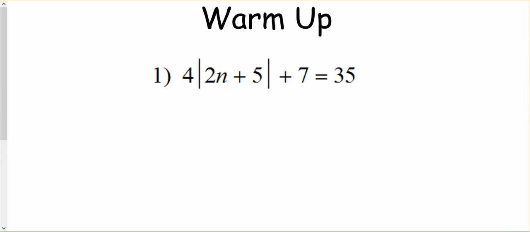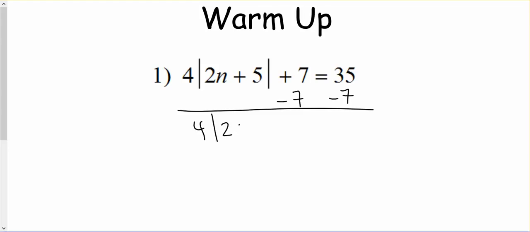This is the warm-up for lesson 16, so we should be able to do this just fine from yesterday's work. What do we notice? We've got a 7 outside and a 4 outside, so we need to get rid of what's outside before we can do our positive and our negative side. So between the 4 and the 7, the 4 is multiplying, the 7 is adding, so what am I going to do? Undo first. I'm going to undo adding first. So I say 4 times the absolute value of 2n plus 5 equals 28.